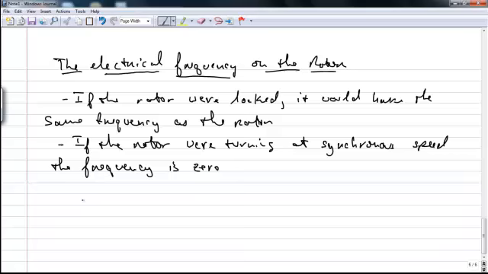So, the slip is equal to the difference between the synchronous speed and the shaft speed divided by the synchronous speed. And here I'm going to leave the times 100% out. We're going to express it as a decimal.